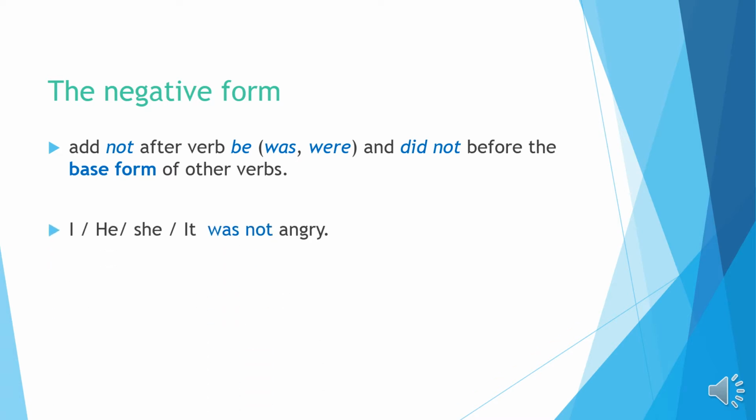With I, he, she, and it, you have to use was. And if it is the negative form, you must write was not. So I, he, she, it was not angry. With you, we, they, we use verb to be were. So you, we, they were not angry.